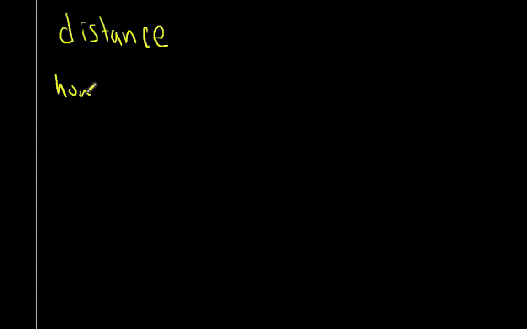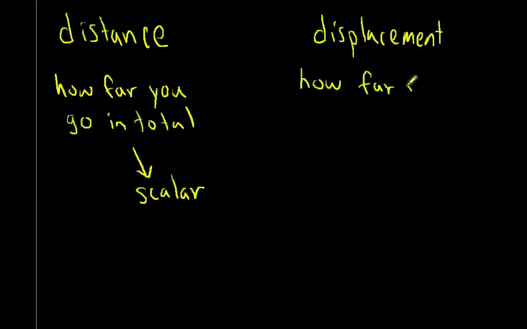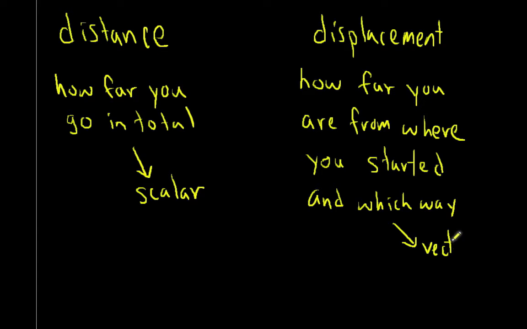Distance is defined by how far you go in total. Direction doesn't matter to distance, so it's a scalar quantity. Displacement does care about direction. Displacement is how far you are from your start point and which direction you are from where you started. Displacement is a vector.